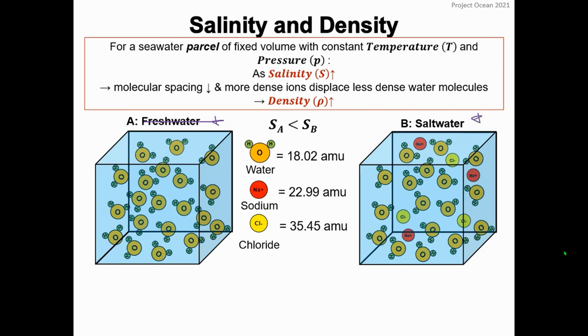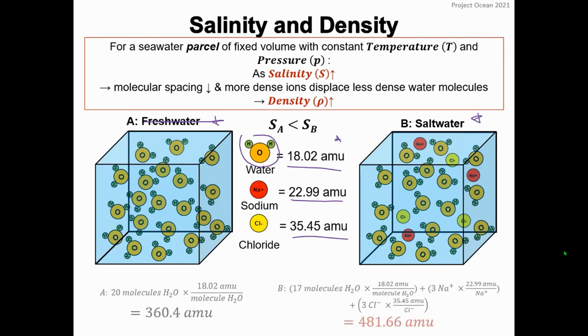Now, what I did right here is I showed you the gram molecular weight for water, the weight for a sodium ion, and a chloride ion. Let's take for fact, since parcel A is only freshwater, the salinity of parcel A is less than the salinity of parcel B. So if we look at these two parcels and we compare the total weight within the parcels, we have 20 water molecules in parcel A at a weight of 18.02 per each water molecule, which gives us a total of 360.4 atomic mass units.